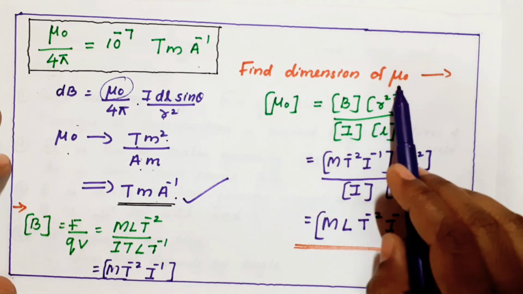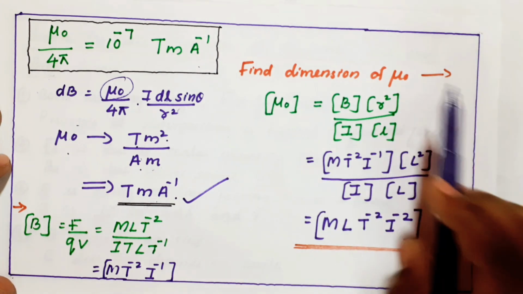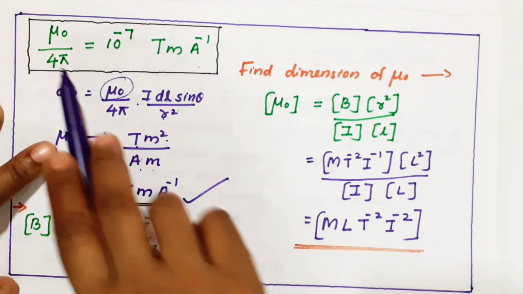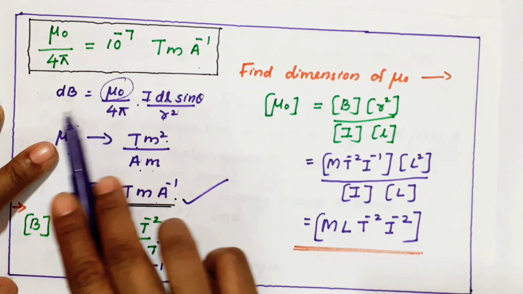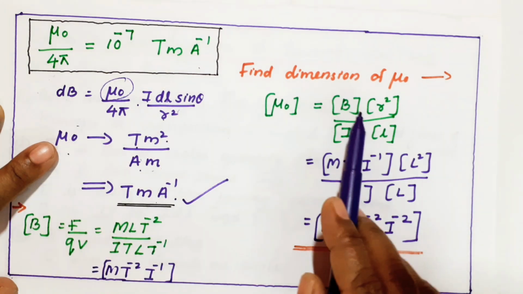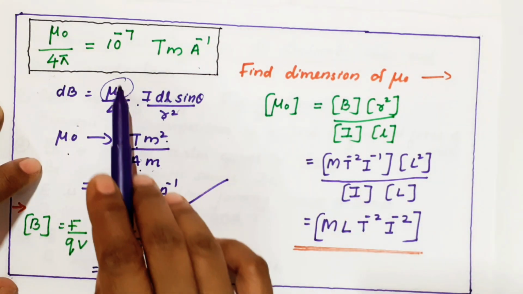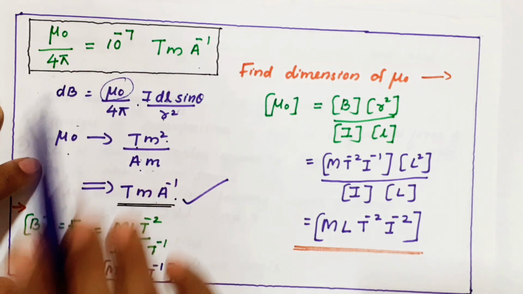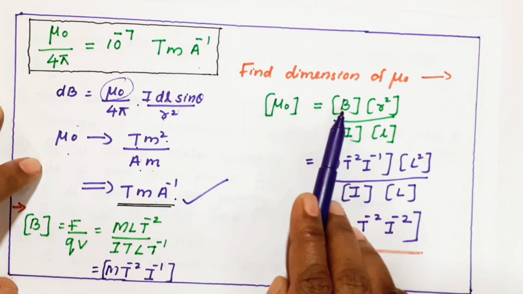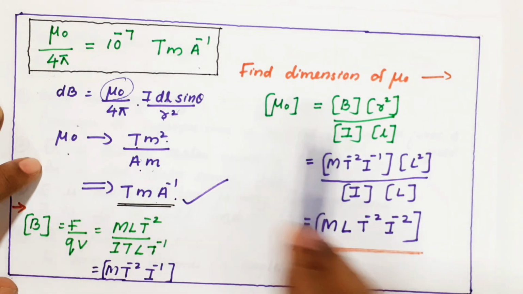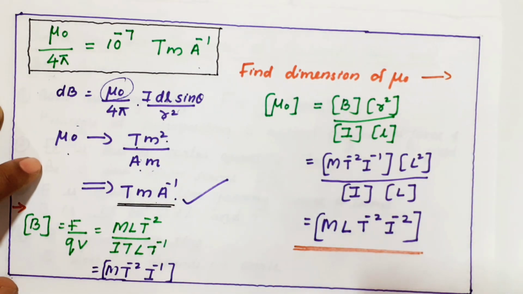Another one, I need to find the dimension of mu naught. If you want the dimension of mu naught, I can write the same equation, changing the terms: mu naught equals B r square by I into L. I did not take the constant 4 pi, I have taken only the terms. dB is nothing but B, magnetic field, and r square is r square only. I is current, and dl I wrote as L. But here one problem is there.